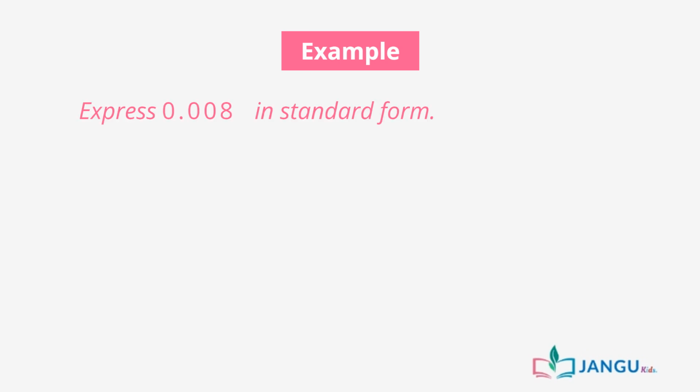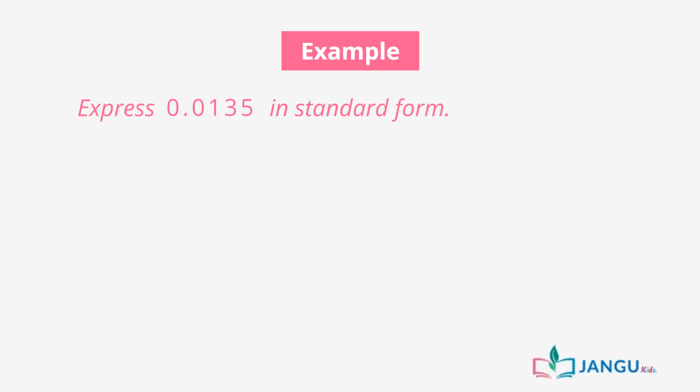Example 1. Express 0.008 in standard form. To solve this, we move the decimal point to the right until it passes the non-zero value, which is 8 in this case. Next, we count the number of times we moved, and that will be our negative exponent. In this example, we move the decimal point 3 places to the right. Therefore, the exponent is 10 raised to power minus 3. Hence, 0.008 is written as 8 times 10 raised to power minus 3 in standard form.